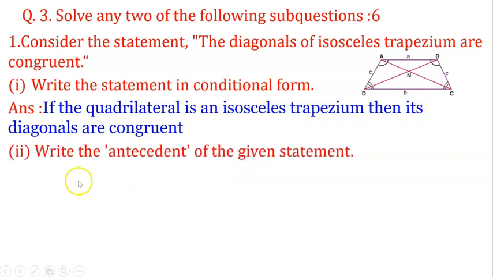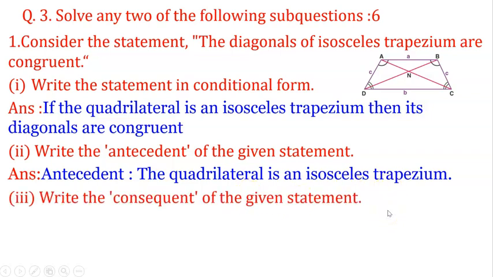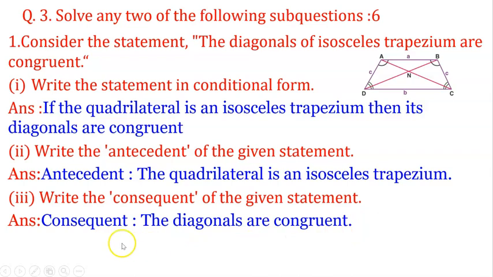Next, write the antecedent of the given statement. The antecedent, the quadrilateral is an isosceles trapezium. Next, write the consequent of the given statement. It means to prove that the diagonals are congruent. Therefore, consequent is diagonals are congruent.